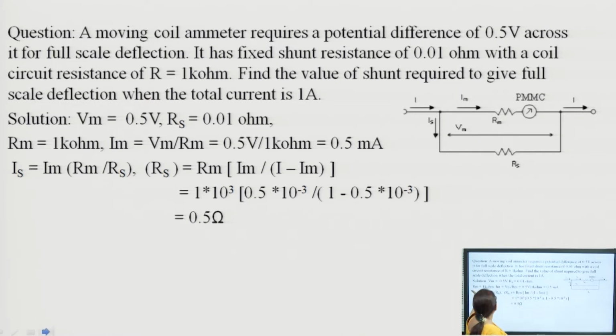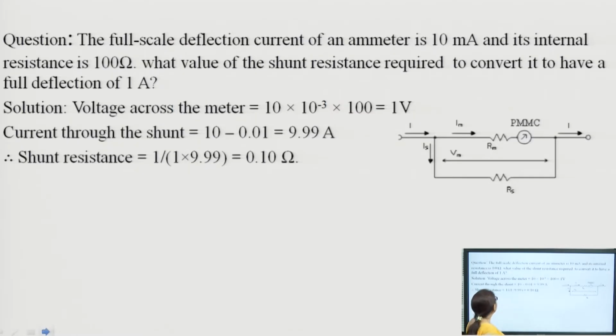So, when we are making this we are converting a PMMC instrument to measure 1 ampere, and here we can see the value of Im is 0.5 milliampere. So, 0.5 milliampere we have to convert into 1 ampere. So, the value of resistance Rm is 1 kilo ohm and here the value of resistance is 0.5 ohm. So, that is why we need very little resistance to increase the range of the ammeter.